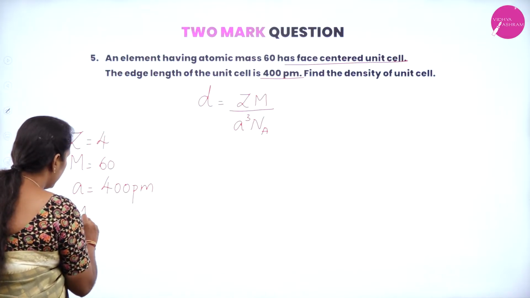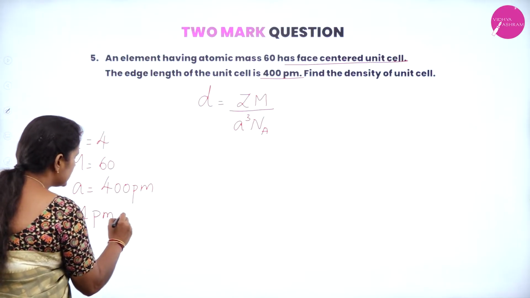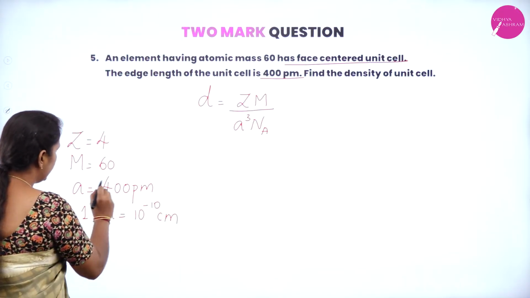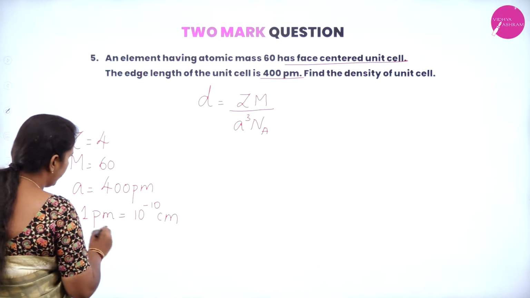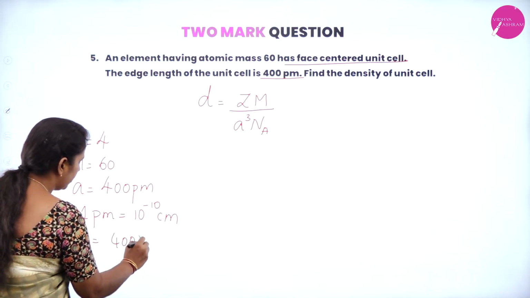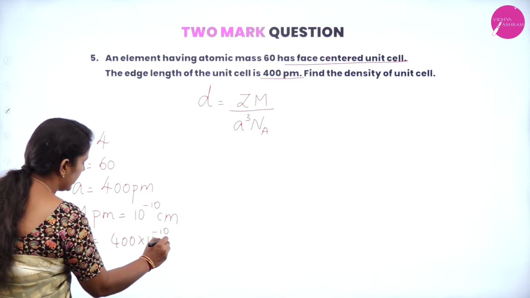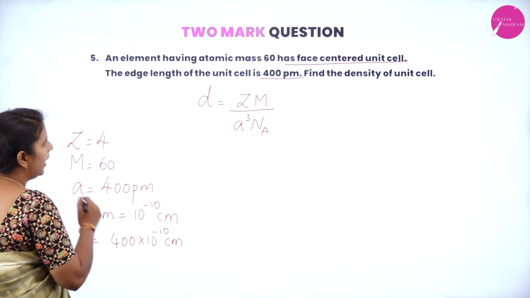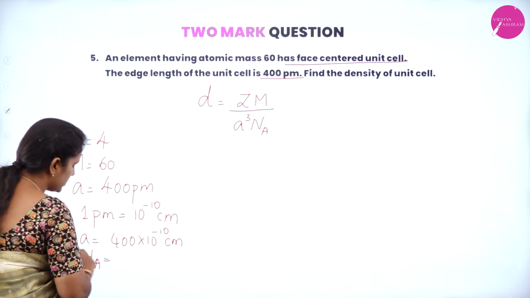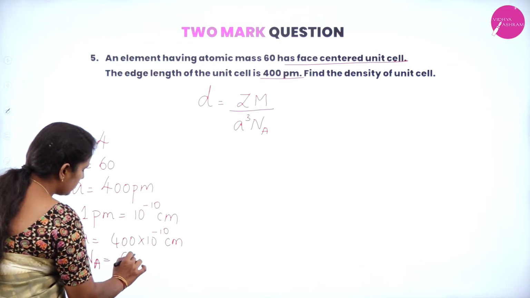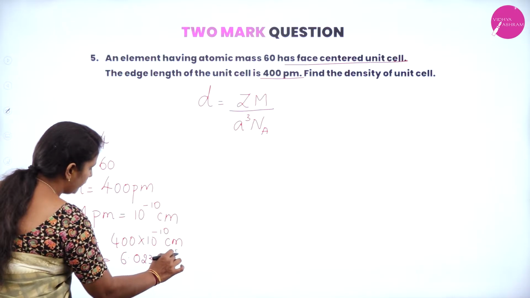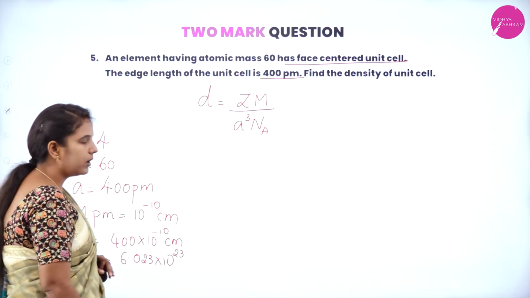We know that 1 picometer is equal to 10 to the power of minus 10 centimeter. Then what will happen to the 400 picometer? It will become 400 into 10 to the power of minus 10 centimeter. And we know the value of the Avogadro constant. It is nothing but 6.023 into 10 to the power of 23 atoms per mole.